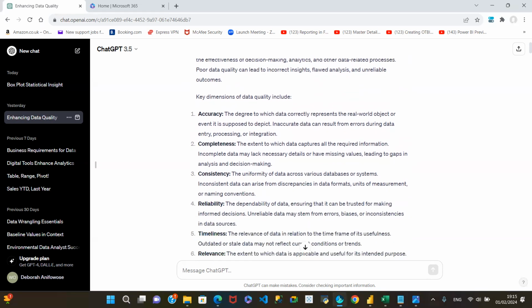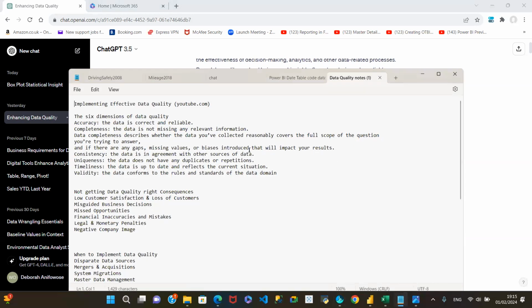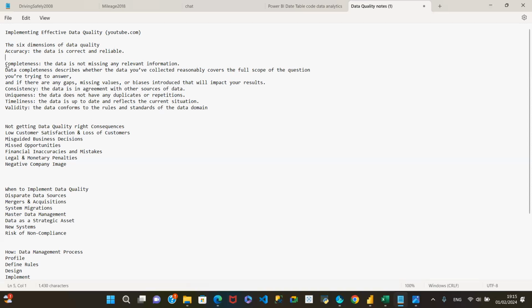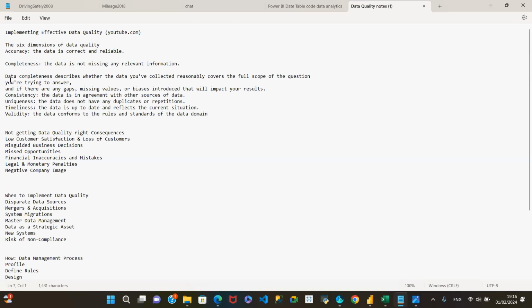And there are 6 key dimensions to data quality. When we talk about the dimensions to data quality, for those of us that want to jot anything down, we are talking about the accuracy of it. How accurate is the data? Is it correct? And is it reliable? Then we are talking about the completeness of it. Is it complete? Are there missing values to it? Again, is it relevant information?